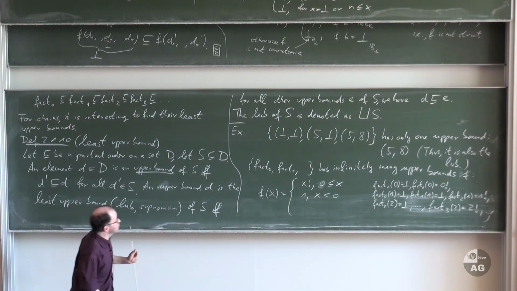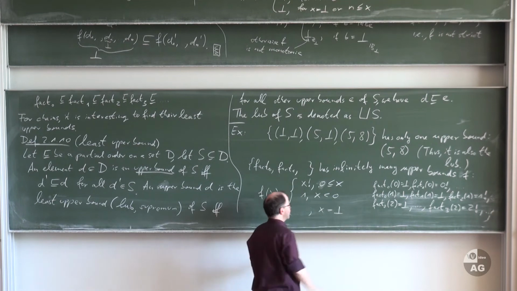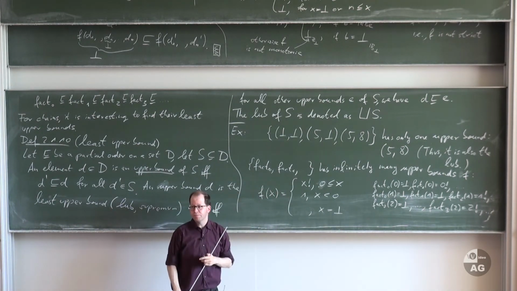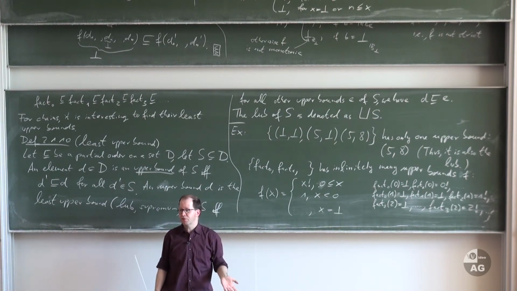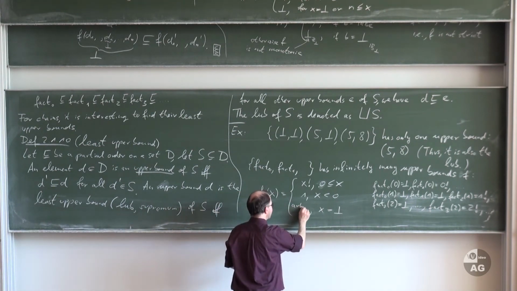Okay, and so the only thing that remains is, what do we do if x is bottom? Well, if x is bottom, all of these functions return bottom. And if we want an upper bound, we can return anything, because anything is greater or equal to bottom. So here, the result is completely arbitrary.